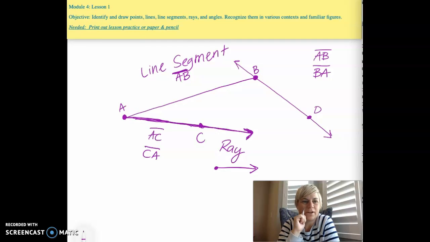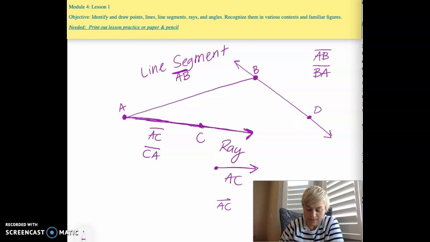Actually, hold on. Okay, I figured out where I got confused. Sorry about that. The reason I got confused is because I didn't label what my ray was. So it's not just a ray with C. It starts over here with A, and it goes through C, and then it continues on. So this ray is AC. And to write that on my assignment, I would put AC and kind of a half arrow like that.